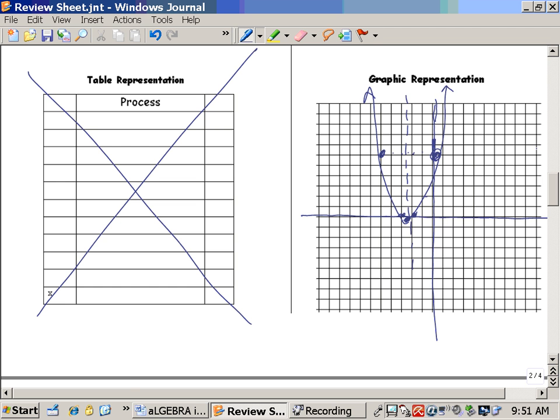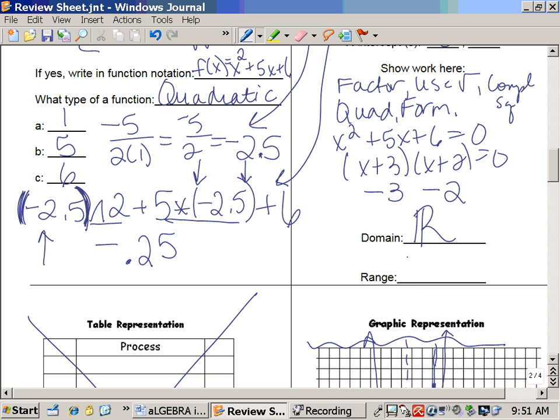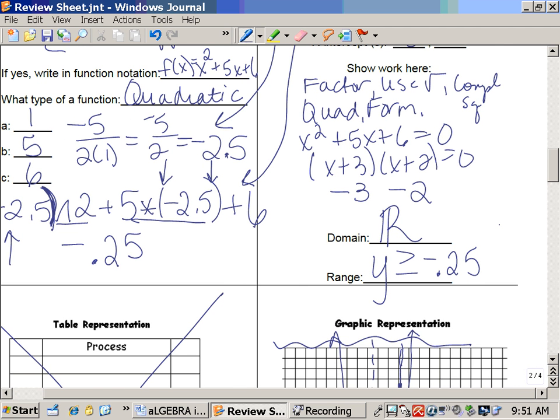Now, how about we go back to range? Range is rivers, so I'm going to go from the lowest to the highest. And this lowest point is negative 0.25. Everything is above negative 0.25. So my range is going to be y is greater than or equal to negative 0.25. Or you could have bracket negative 0.25 comma infinity, parentheses.